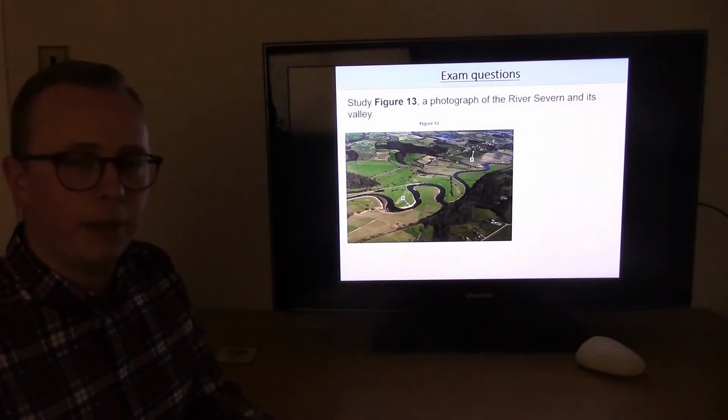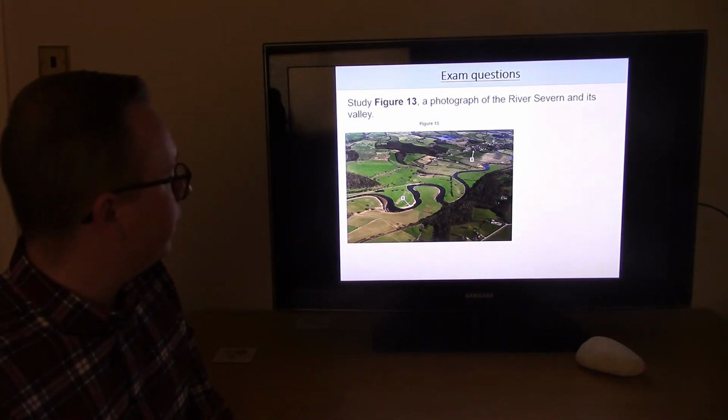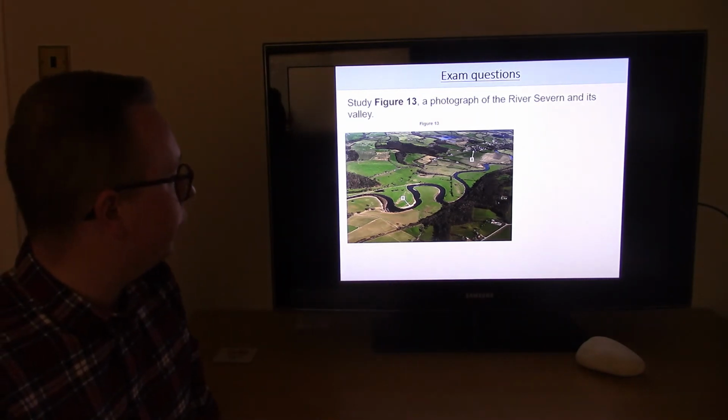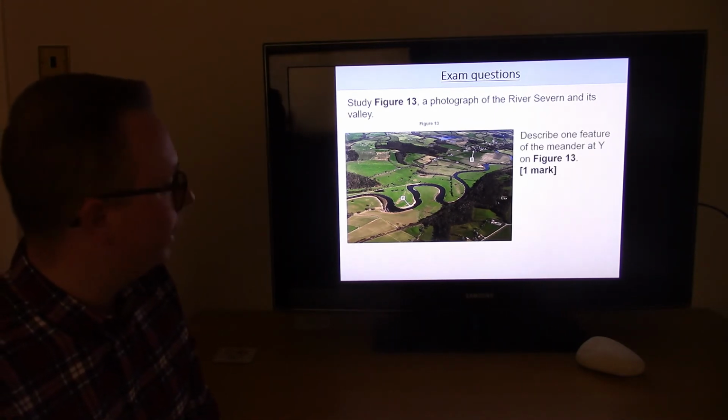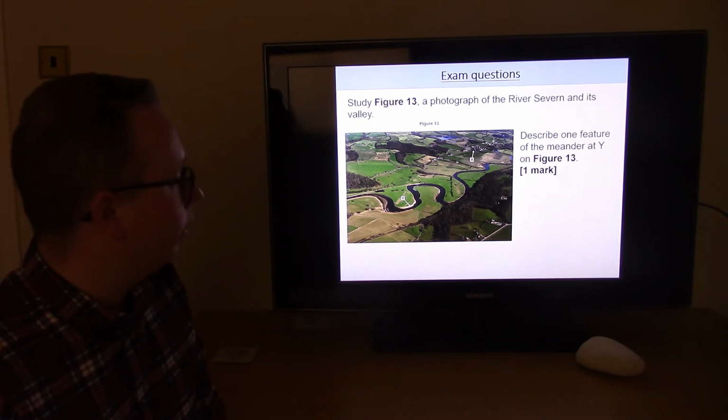So we'll finish off by looking at a couple of exam questions on this topic. We've been given an image here, figure 13, a photograph of the River Severn and its valley. And for 1 mark we've been asked to describe one feature of the meander at point Y on figure 13.